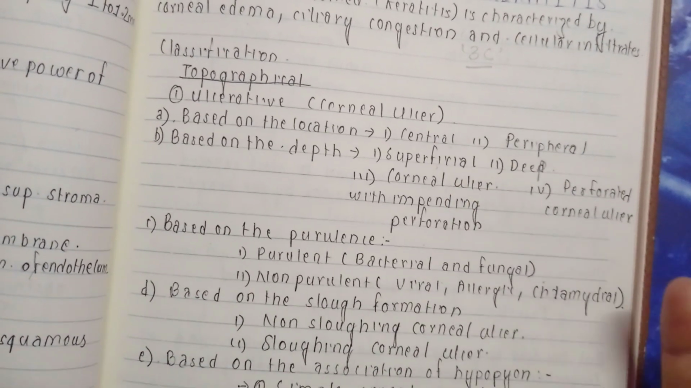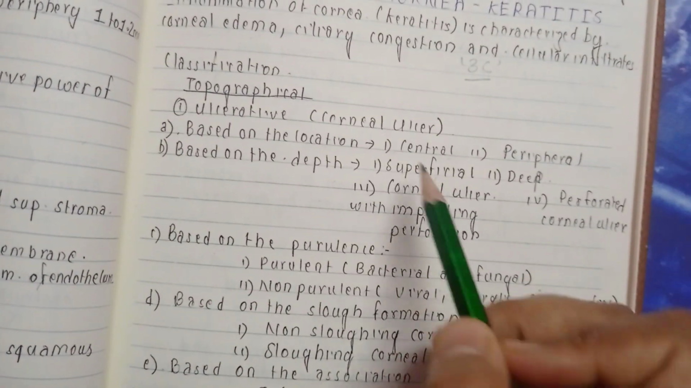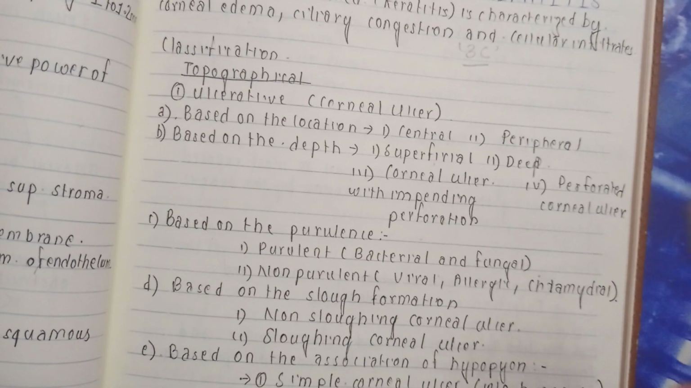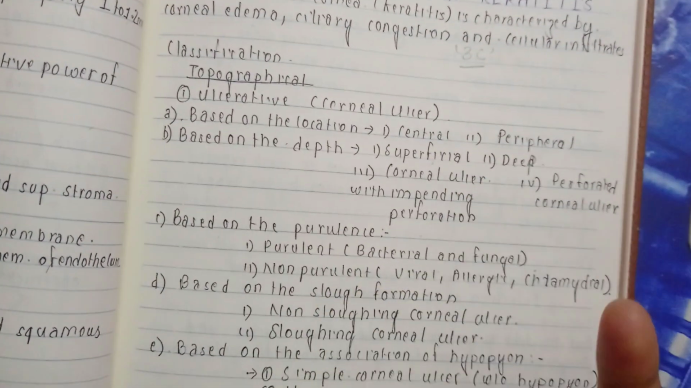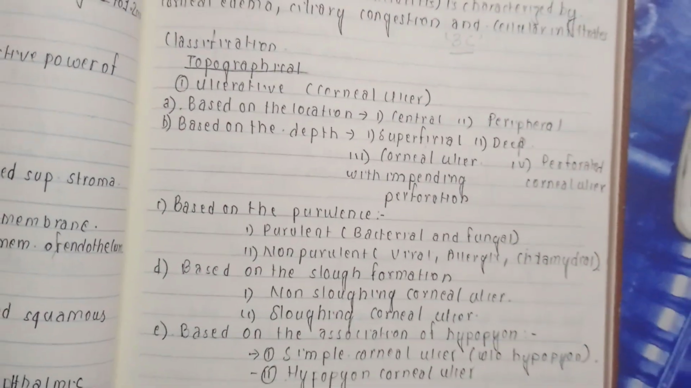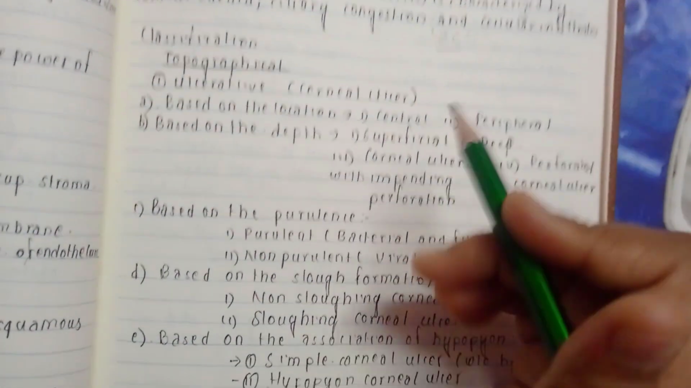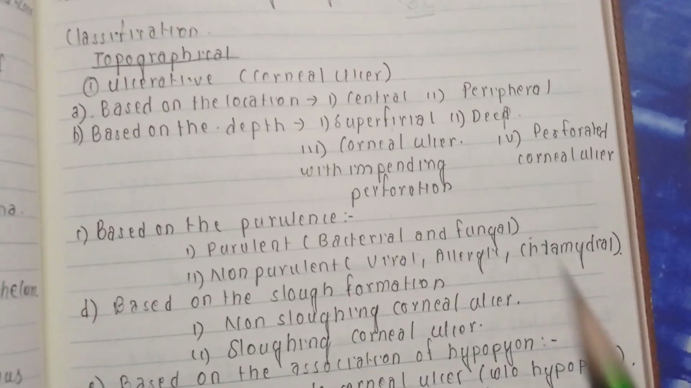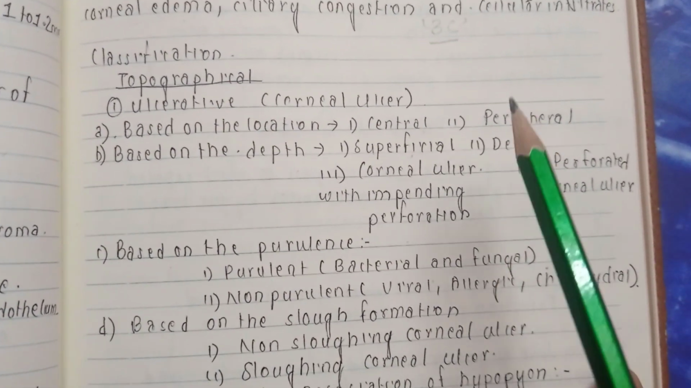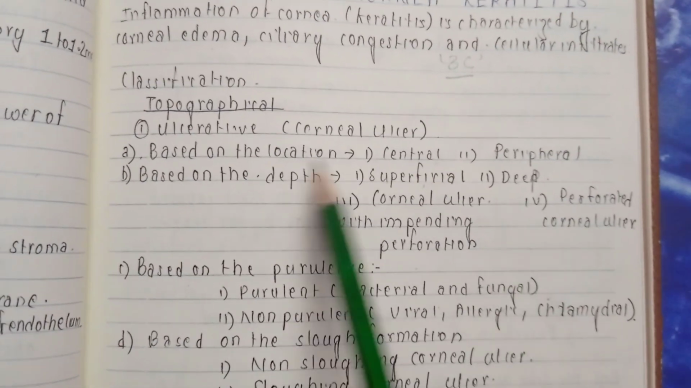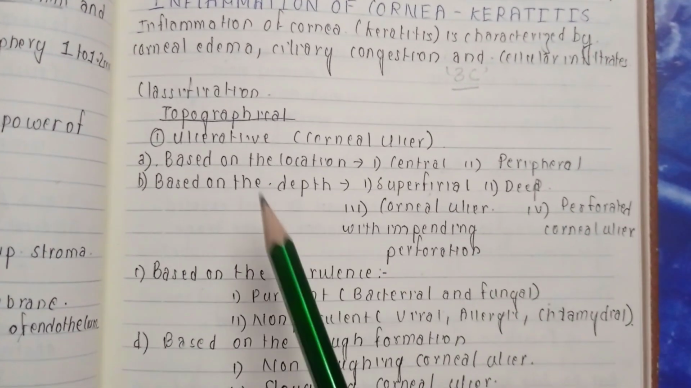When we talk about the depth, what we remember is that it is either superficial or deep. To remember this, we can remember superficial and deep keratitis, and then add one that is going to perforate and another that has already perforated. Sorry, I'm making it a bit confusing here. So that is based on the depth.